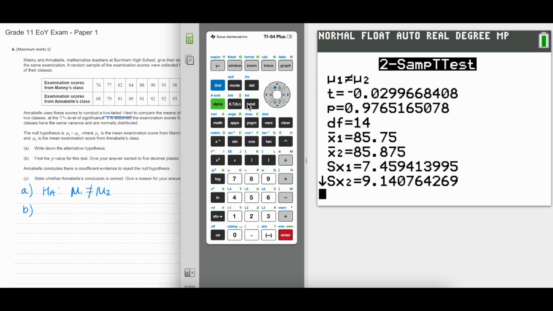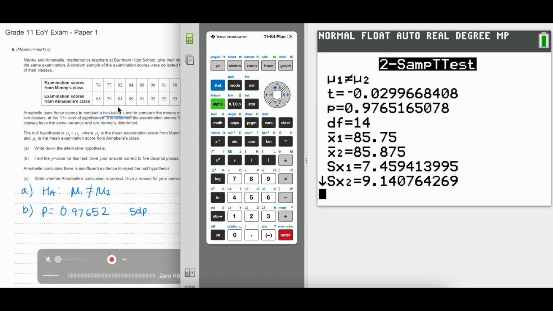And we can see there that the p-value is equal to 0.97652 to 5 decimal places. So it does ask for 5 decimal places. It is worth 2 marks. 1 mark is for the answer and 1 mark is for 5 decimal places. So you can see if you were to cut it off here, after the 5 places, the 6 will move this one to a 2.